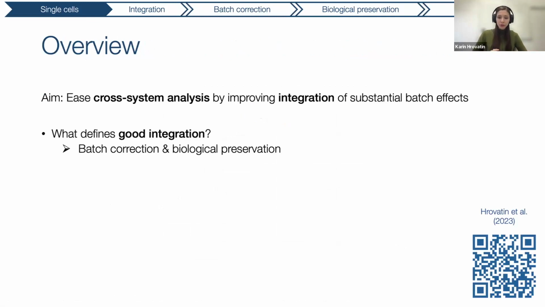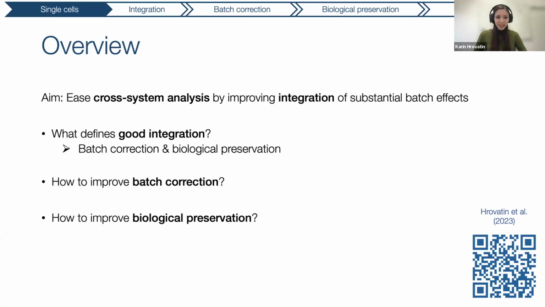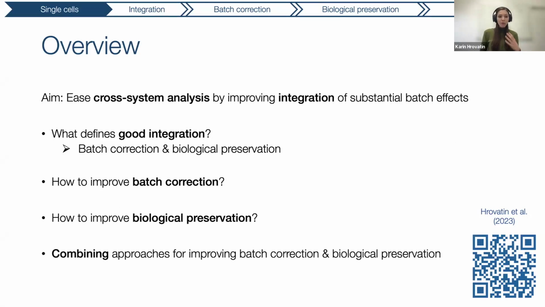Now, I'm going to guide you through the process of achieving good data integration. So first, we need to define what is actually a good integration, and I already give you a hint: it relies both on batch correction and biological preservation. Then I'm going to show you some different approaches with which we can improve batch correction and biological preservation. And lastly, I'm going to show you how we combine those approaches to get the best possible integration.